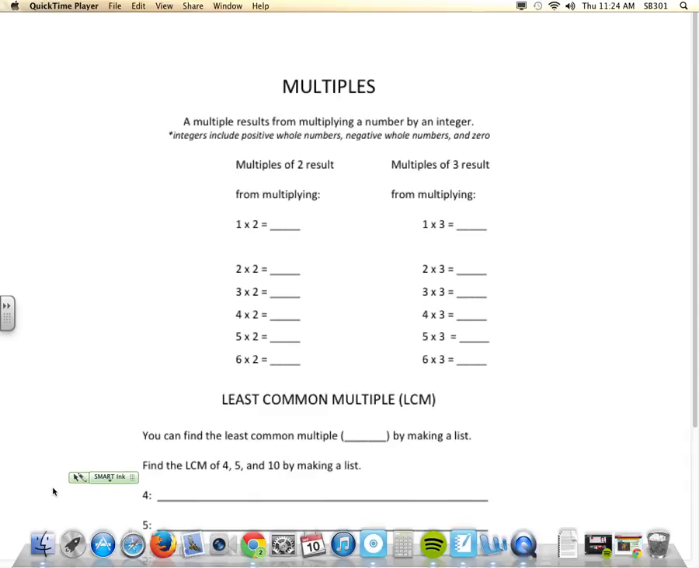Hi class, let's take a look at multiples. These are different than factors. Remember, factors have a limited amount of answers. Multiples will go on and on and on, and we'll see that.